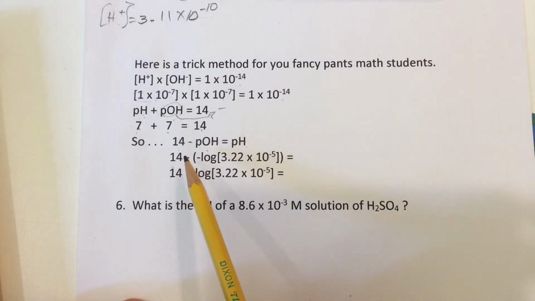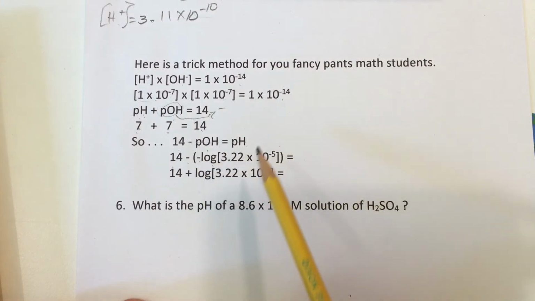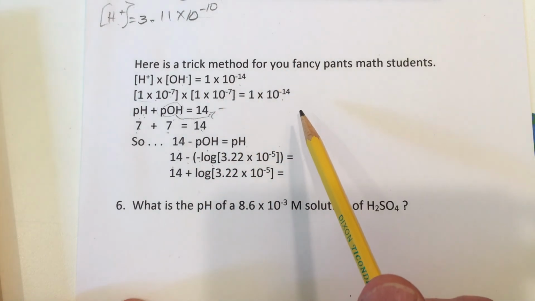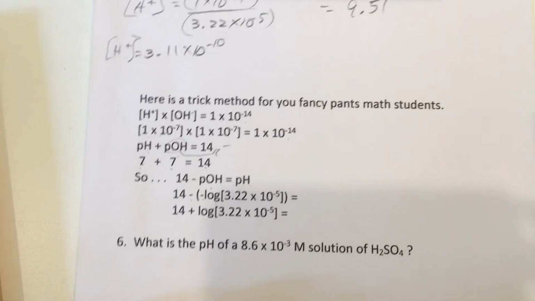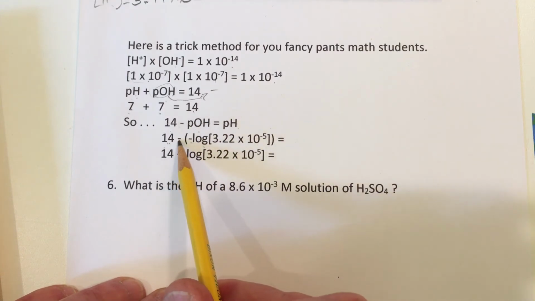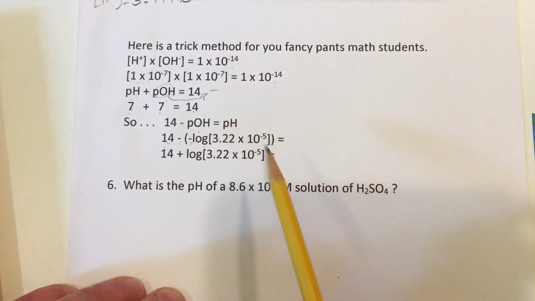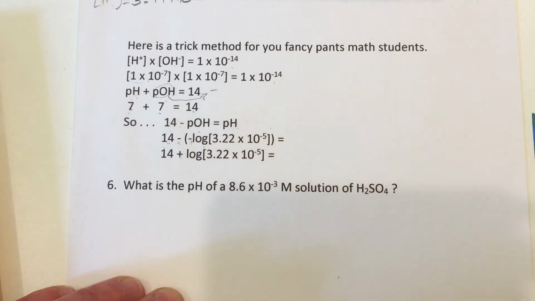So I'm going to do 14 minus pOH, which is the negative log of the OH concentration, which up here, our previous problem, 3.22 times 10 to the negative 5. So 14 minus pOH, which is 14 minus the negative log of 3.22 times 10 to the negative 5. Now keep in mind, you're subtracting a subtraction, which is really an addition. So we can simplify it to 14 plus the log of 3.22 times 10 to the negative 5.